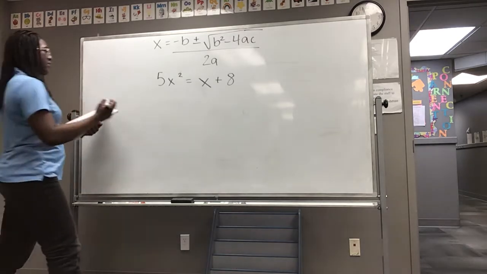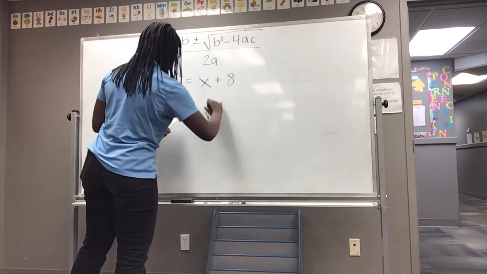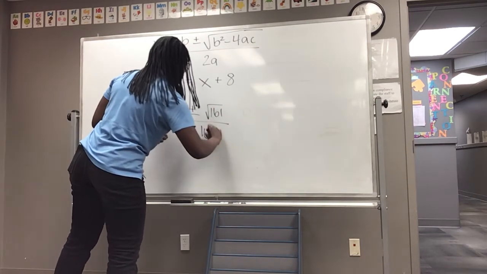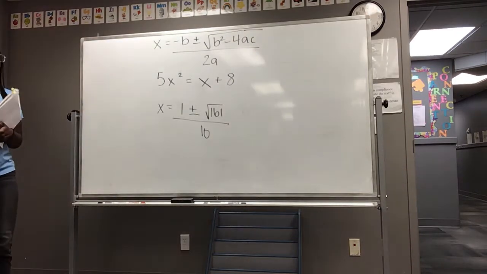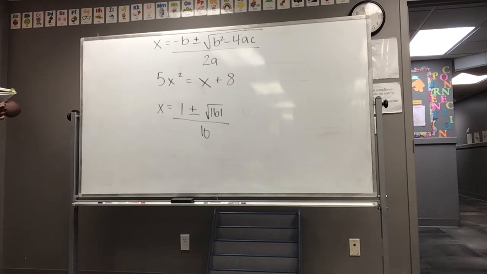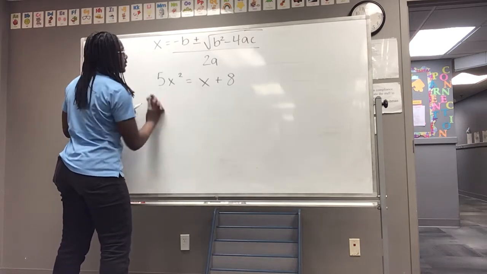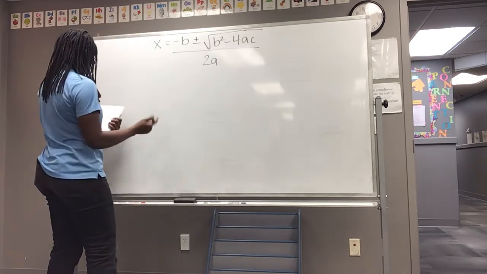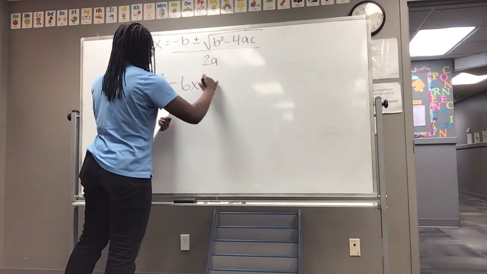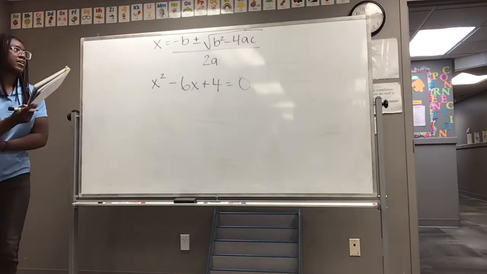Okay, so for this one, your x should be 1 plus or minus the square root of 161, over 10. You guys agree? Yeah? Okay. So that should be your answer for that one. And then we'll do one more of these. So I want you guys to solve this one using the quadratic formula.